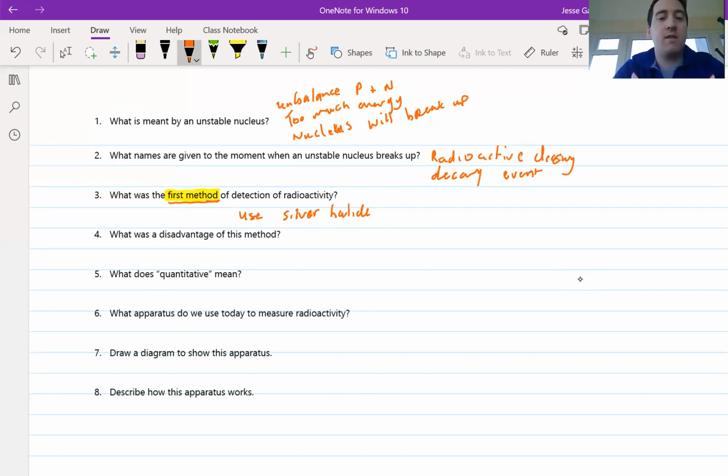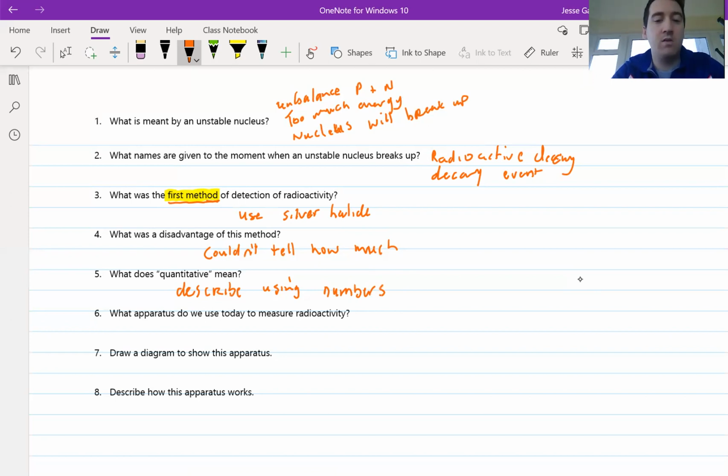What was the disadvantage of this method? It couldn't put a number on it, or it couldn't tell you how much radioactivity there was. It was not quantitative. So what does quantitative mean? It means to describe using numbers or to measure using numbers. So the above method really only tells you, is it there or is it not there? That's what we would call a qualitative analysis. This is a quantitative analysis, which means you actually measure it, put numbers on it.